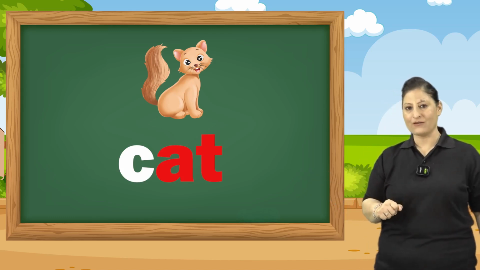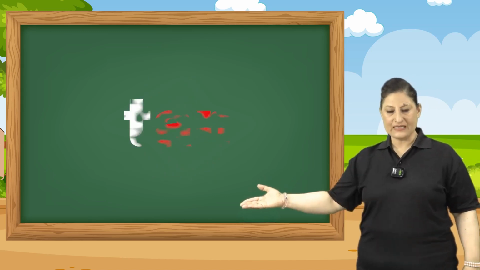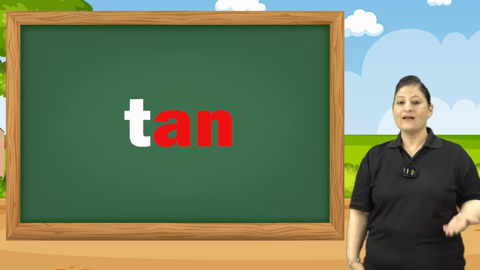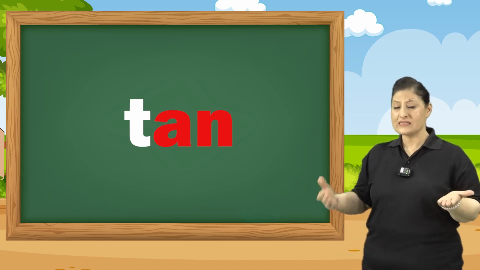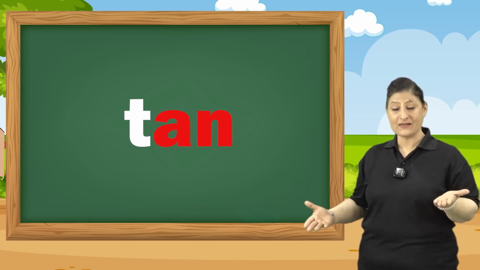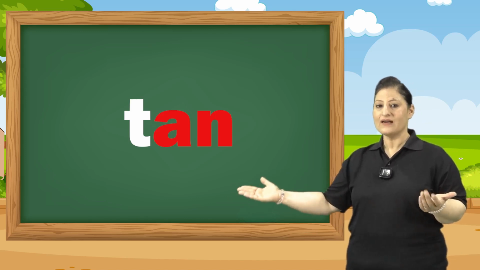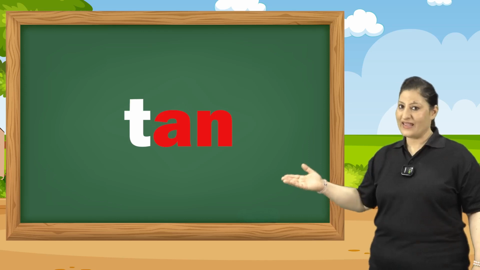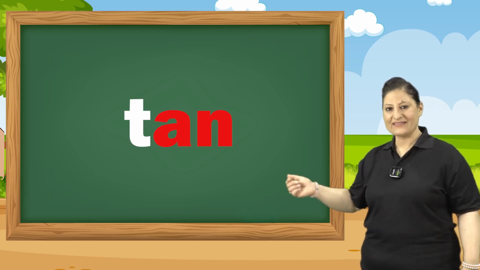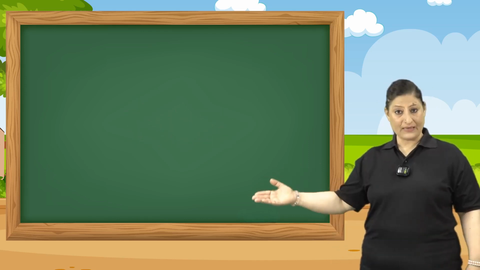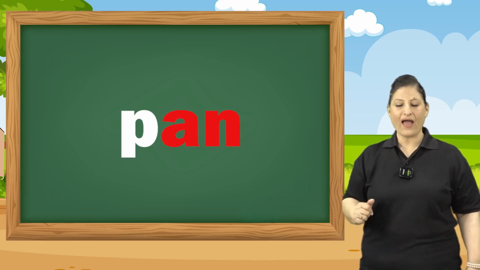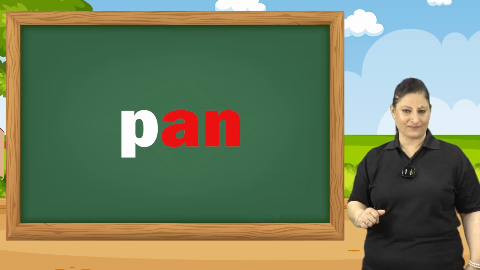Like if I am giving you a word, T-A-N, what does it become? T says T. See the sound of the letter. T says T, an, tan. A-N says an. T, an, tan. P-A-N, what does it say? P, an, pan.